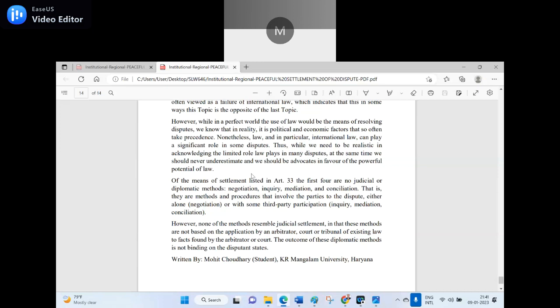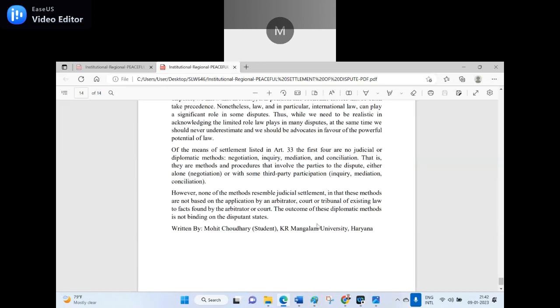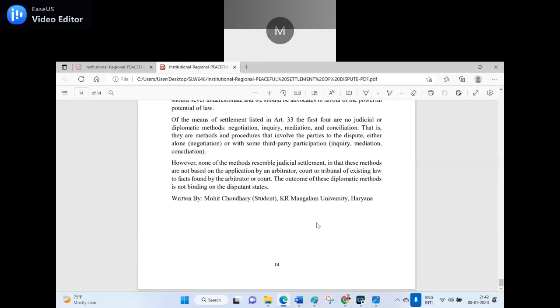So, however, none of the methods resemble judicial settlement. In that case, the methods are not based on the application of an arbitrator, the court or tribunal, or existing law, or facts found by the arbitrator or court. The outcomes of these diplomatic methods are not binding on the disputing states. Now the question comes up: if they don't agree, then nothing will come out. Even the diplomatic method will not come out. But the judicial method definitely will, because there is a force behind it. Am I right?